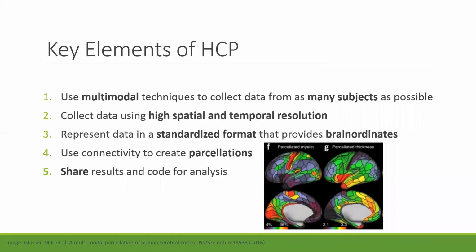A paper from Nature Neuroscience outlined the main elements of the HCP. The first one was to use multimodal techniques to collect data from as many subjects as possible. And the goal with this was to get a large sample size and acquire the data using different imaging techniques. The second element was to collect data using high spatial and temporal resolution, and they just wanted to remove as much noise as they could by using state-of-the-art techniques.